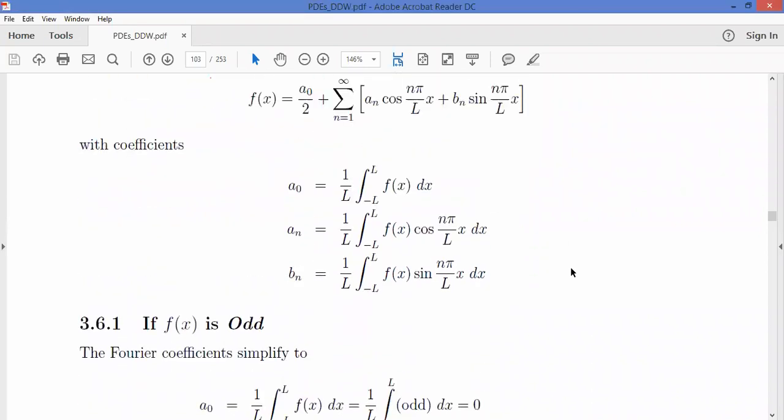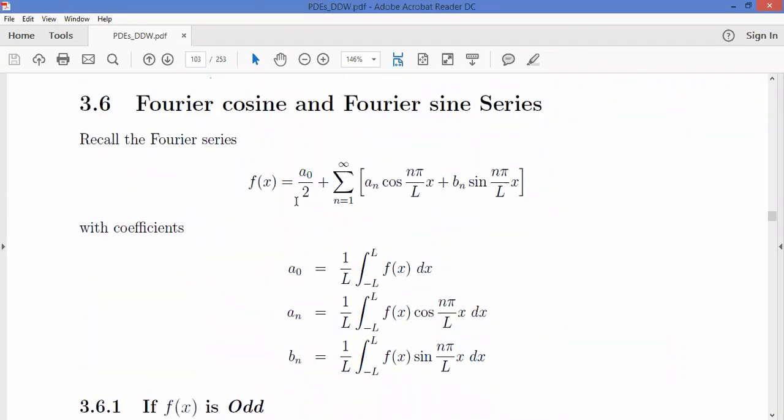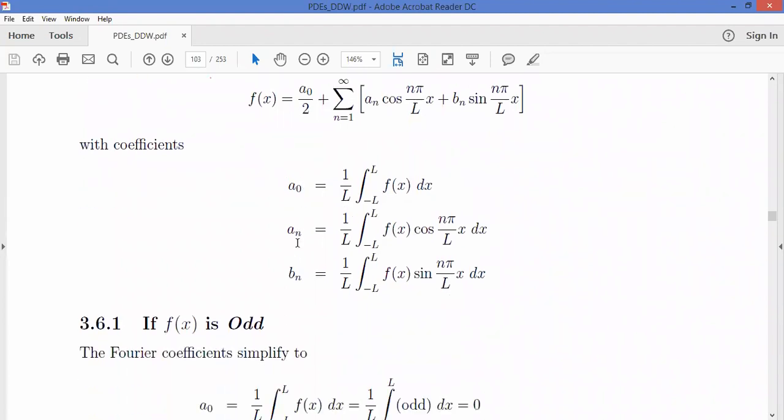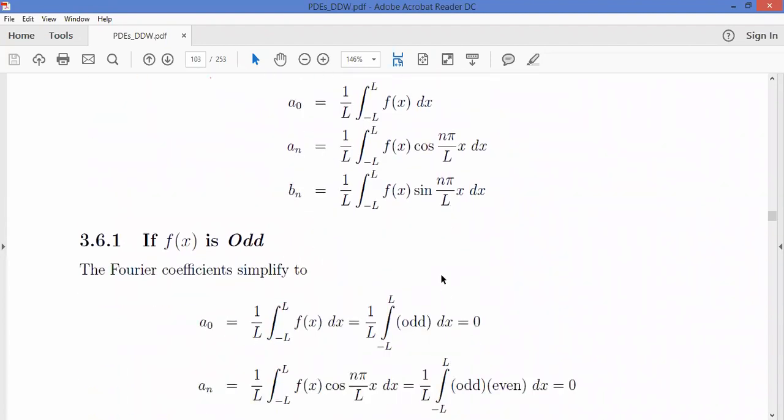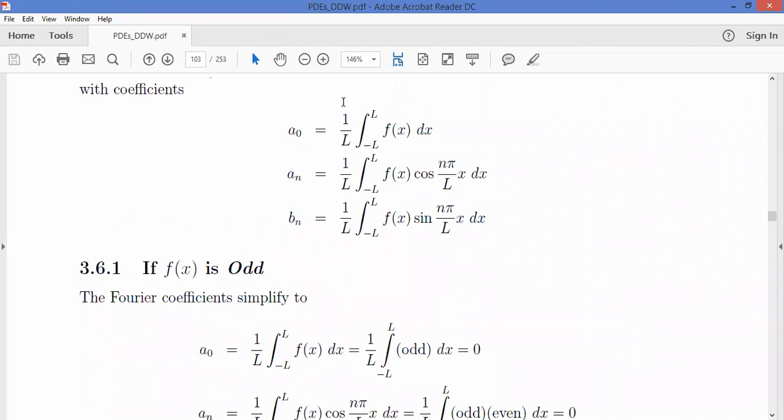the modification. So the question is, if I call the whole of this equation 1 and the whole of this 2, the modification is going to be in a naught, An, and Bn. So what if f(x) is odd? What happens when I talk of f(x) being odd, guys? I want to be clear. The f(x) we are talking of is simply that term.